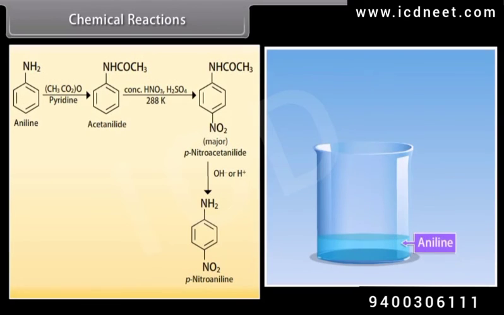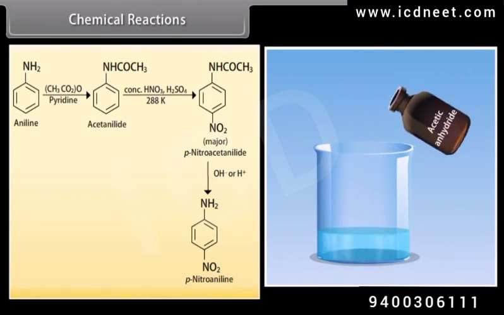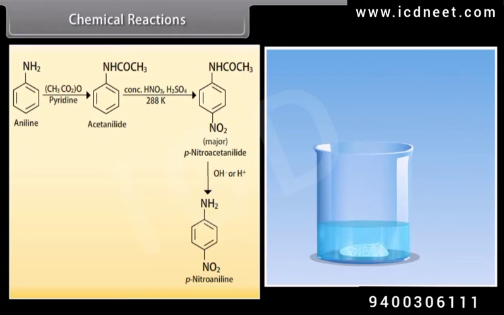Aniline reacts with acetic anhydride and pyridine and forms acetanilide. Now add concentrated nitric acid and sulfuric acid at room temperature and form para-nitroacetanilide, followed by hydrolysis, which produces para-nitroaniline.